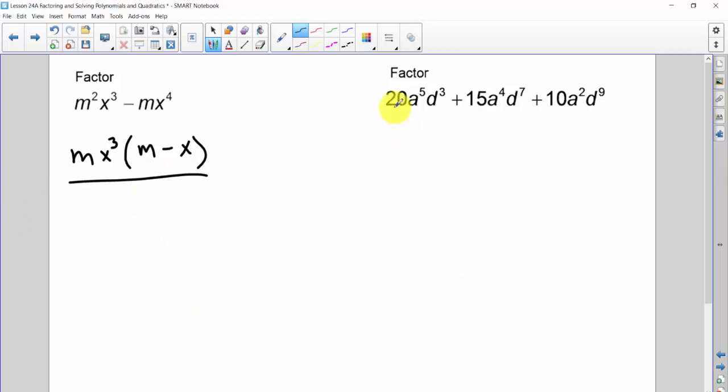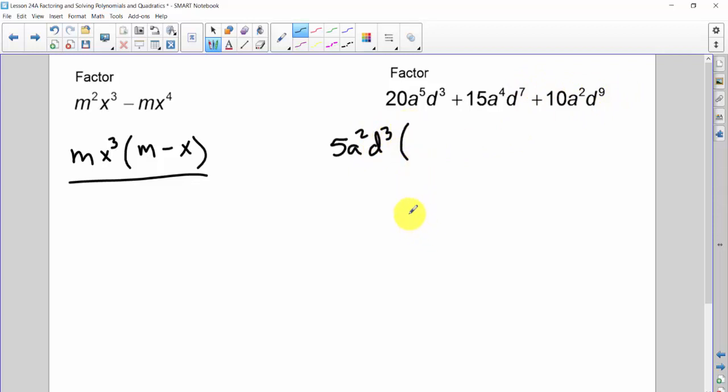Another term, I've got a 20, a 15, and a 10. I know that there's a 5 in each of these, so I'll factor that out. I've got an a to the fourth, and an a squared. A squared is the greatest factor in all of them. Then I've got a d cubed, a d to the seventh, and d to the ninth. D cubed is going to get that done.